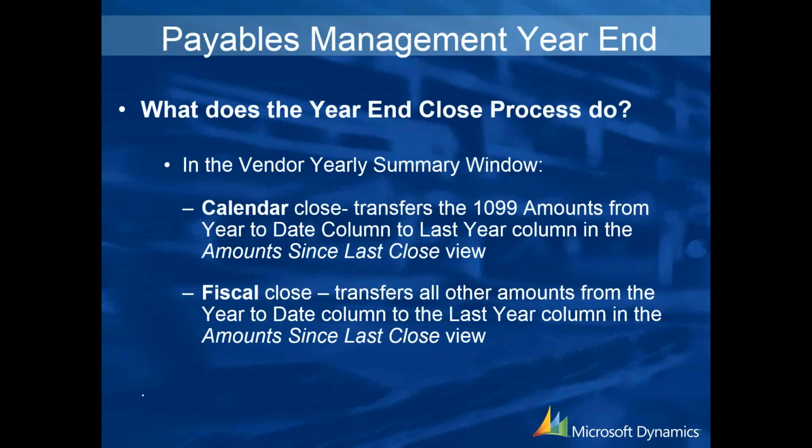What does the year-end close process do for payables? In the vendor yearly summary window, the calendar close transfers the 1099 amount from the year-to-date column to the last year column in the amounts since last close view. And the fiscal year transfers all other amounts from the year-to-date column to last year column. Again, there are ways to get reports in SmartList. If you choose not to do this or have not done it in the past, we can talk about our options, pros and cons for either closing this or not closing this on the year end.